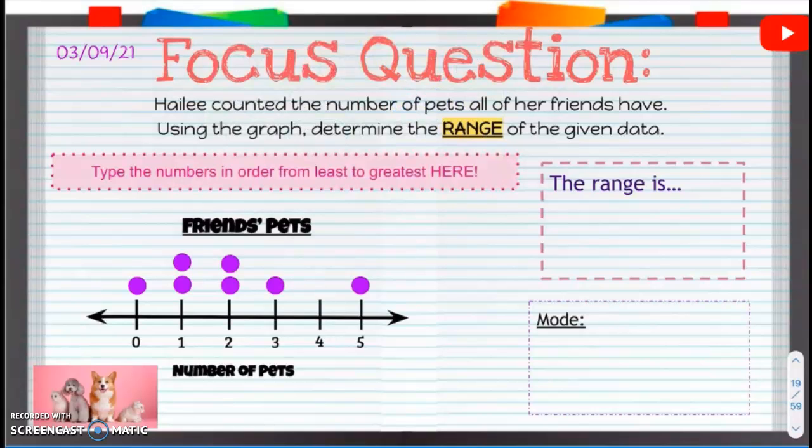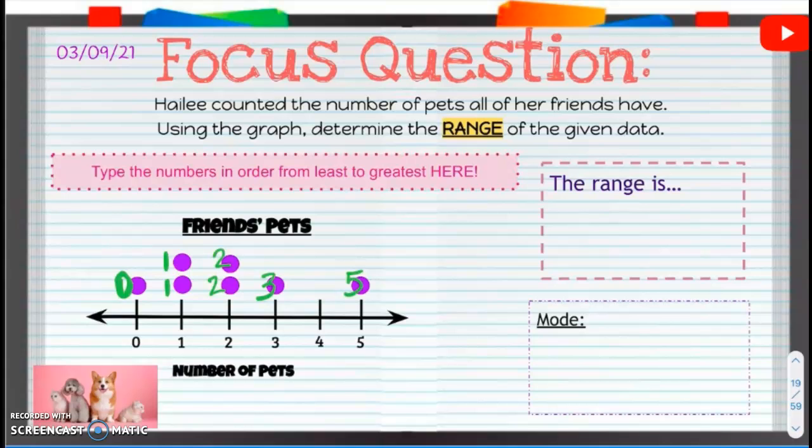So this 0, we have one dot at 0, so that's a 0. Over here we have two dots at 1, so we have a 1 and a 1. So we're going to replace these dots with the number it's plotted at. So we have a 2 and a 2. This is a 3, and this is a 5.